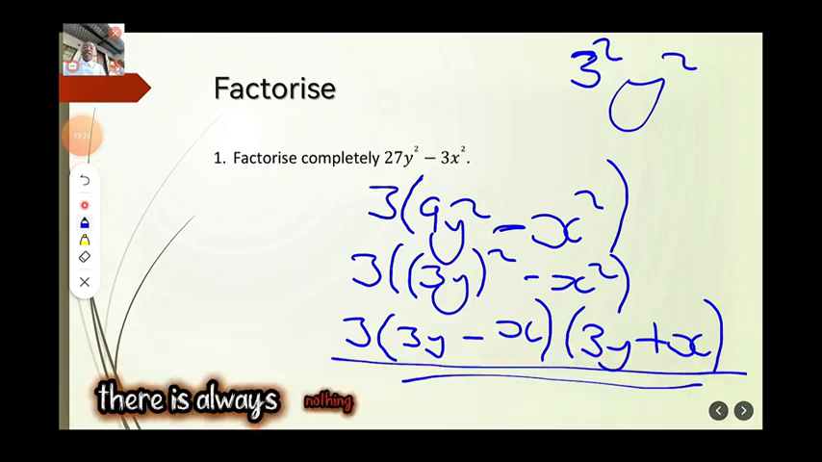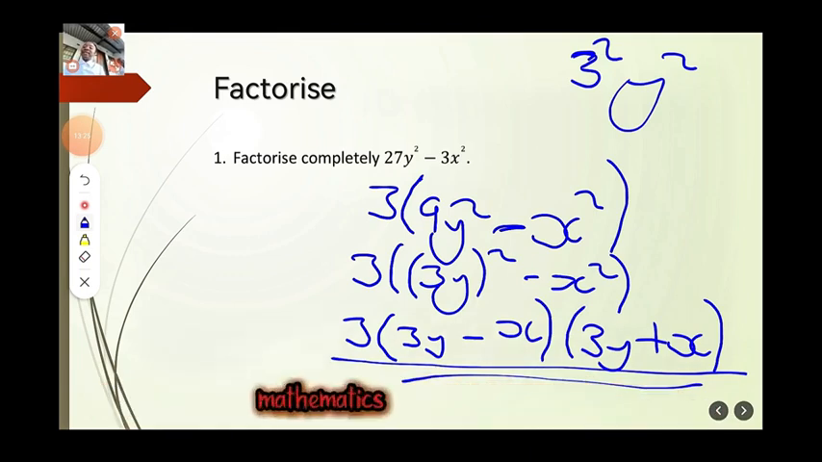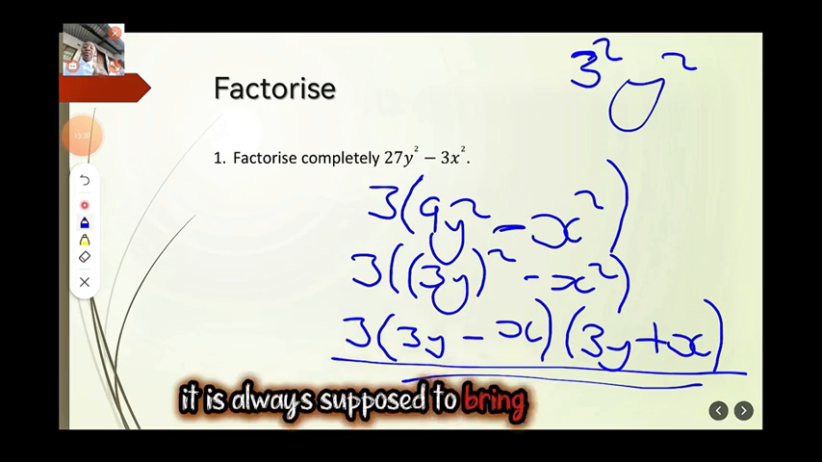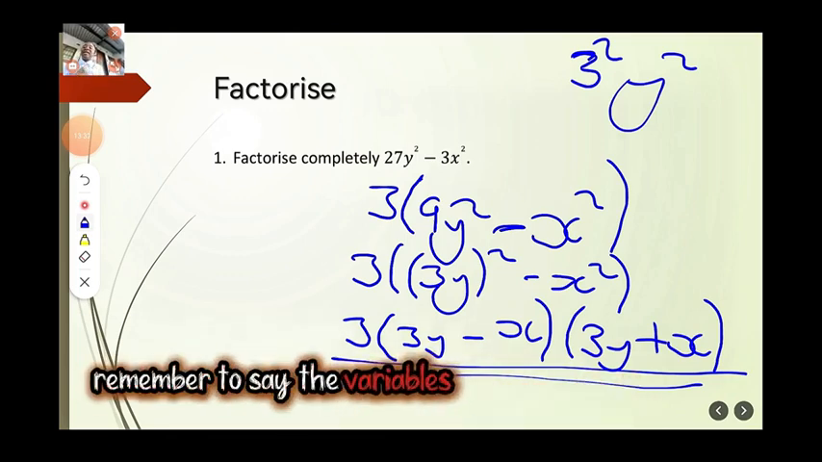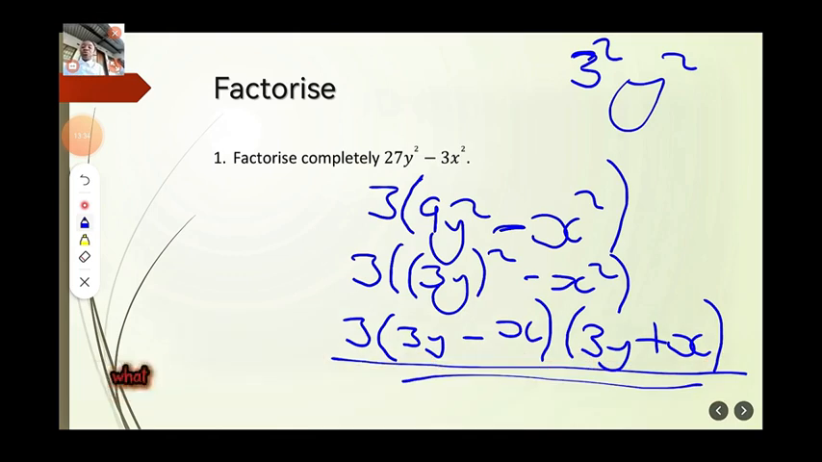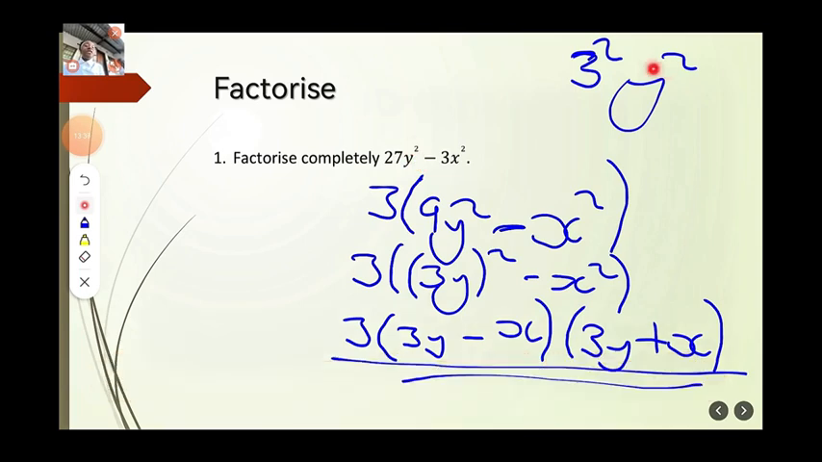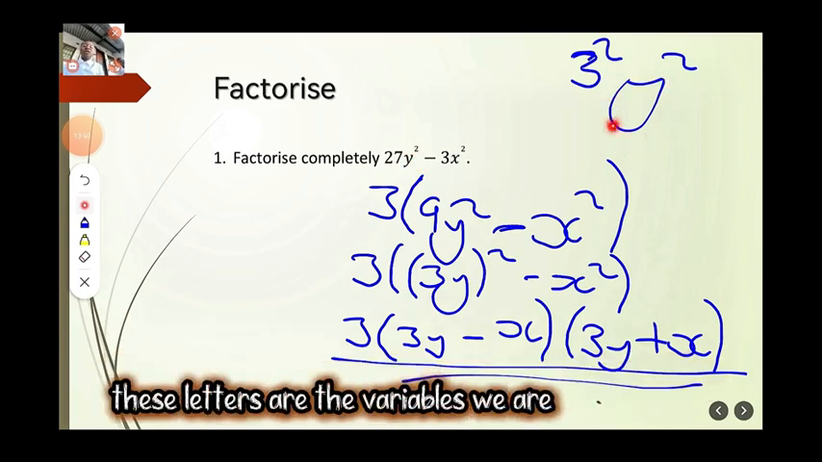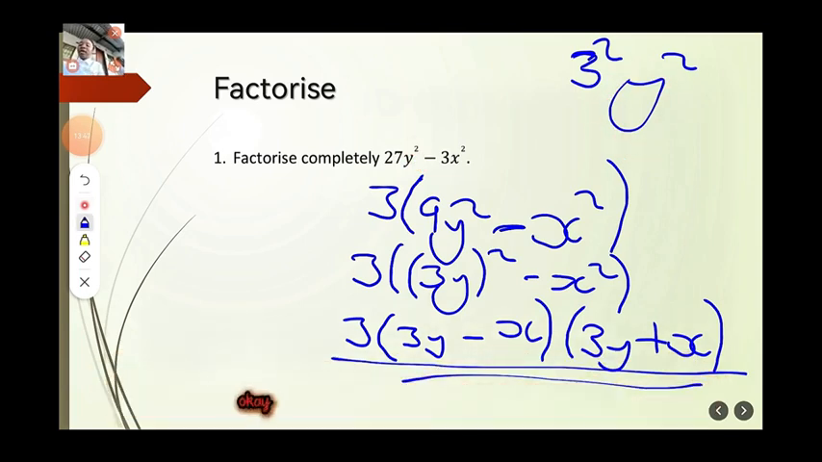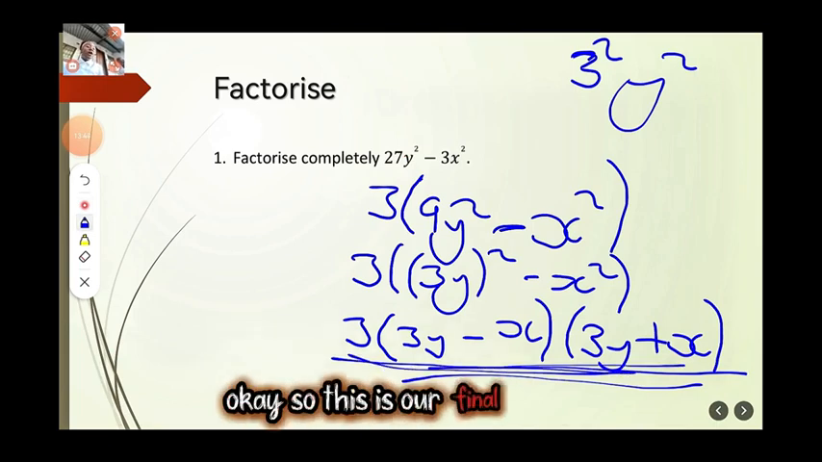There is always nothing that is supposed to scare you. Mathematics is mathematics. It is always supposed to bring you back. Remember that the variables are there to represent what you do not know. When you talk about variables, these letters are the variables we're talking about. Okay? So this is our final answer.